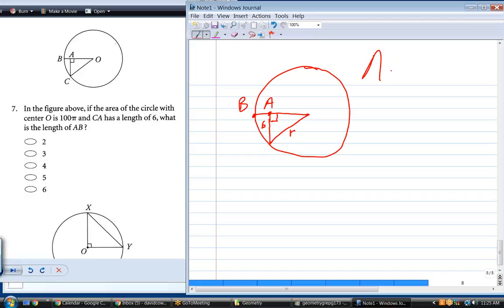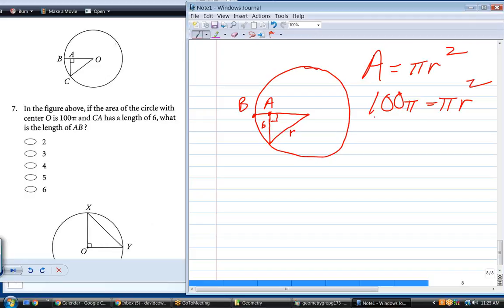Well, they've told us the area of the circle is 100 pi. Can you figure out the radius of the circle from that? It'd be 50 pi, because it's half of the area. Hold on, be careful.